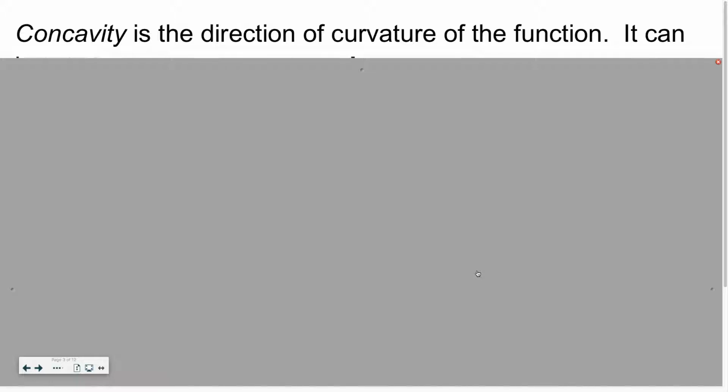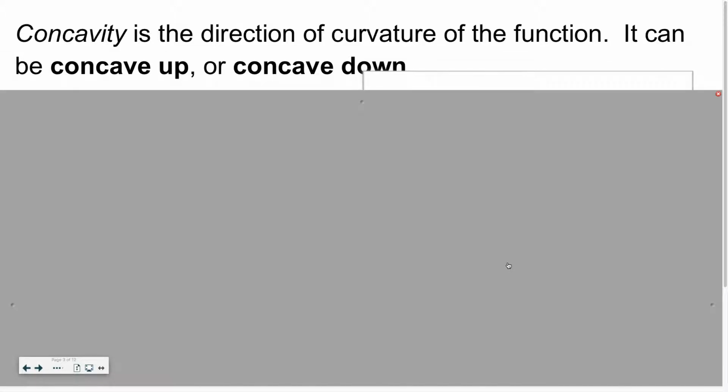Concavity describes the curvature of our function. We are going to describe that our function is either concave up or concave down. We've been talking about increasing and decreasing intervals, but now I will also ask you to identify intervals of concavity. Where is your graph concave up and where is your graph concave down? Will a line have concavity?